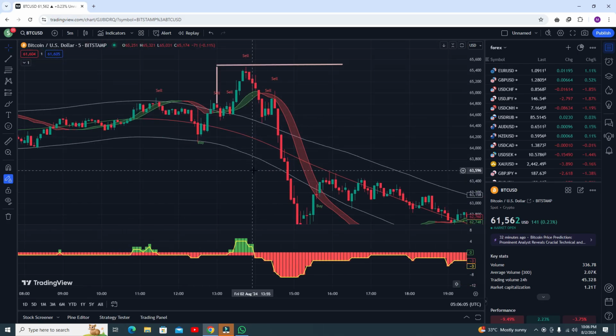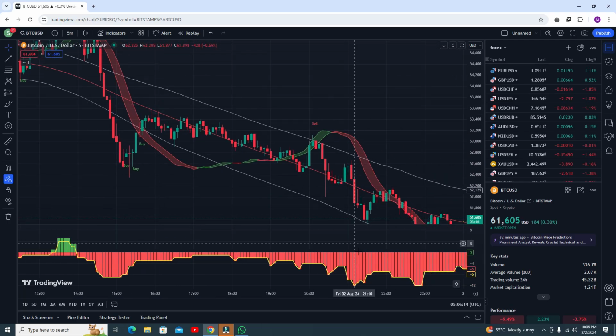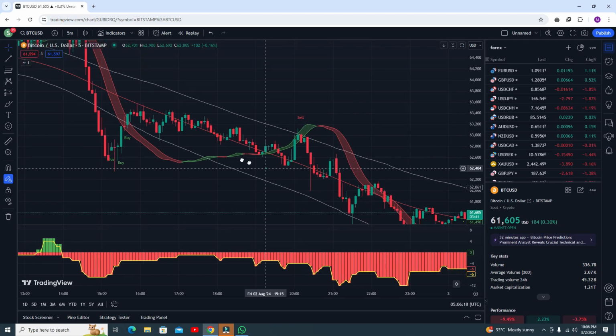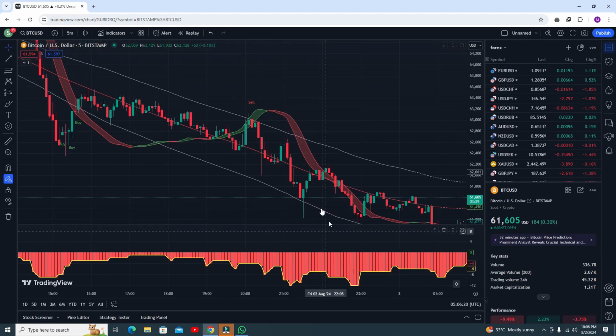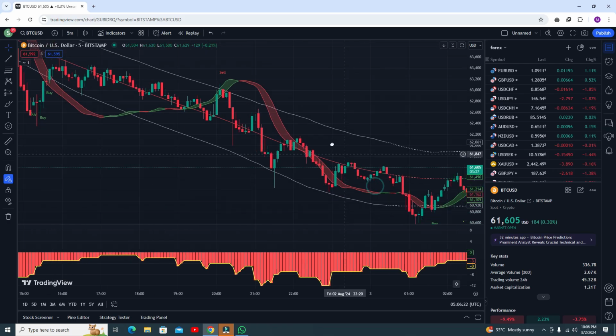Okay, when you see there is a sell volume and you get the sell signal, you need to go for the sell trade. And you need to book your profit here. Okay, and let's move further.